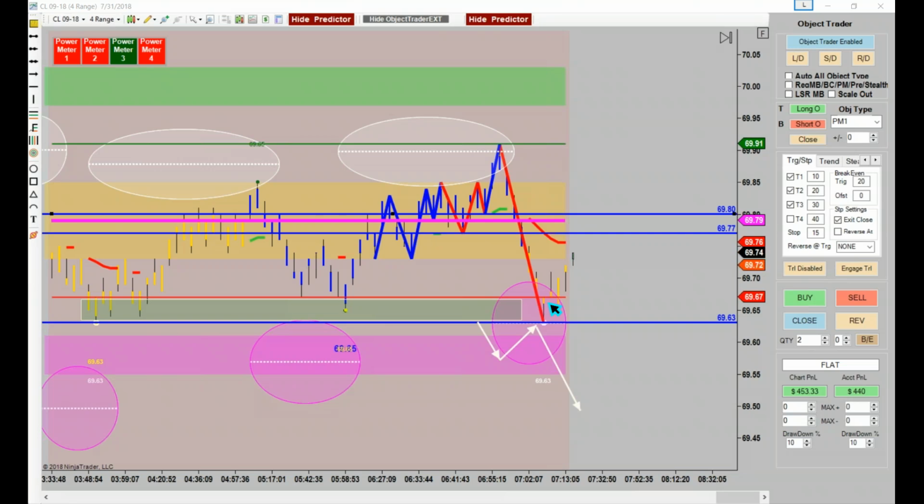Now we're not going to take this trade unless we get a predictor, okay? Unless it kisses exactly where I want it to. If it kisses this blue line here, I will short it. Well, I think I just missed it. I was talking. See there where it kissed exactly where I wanted it? I just missed it. That's okay.